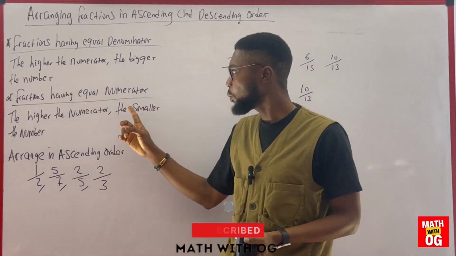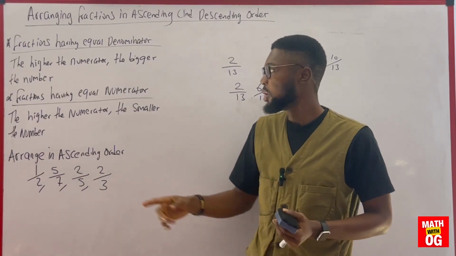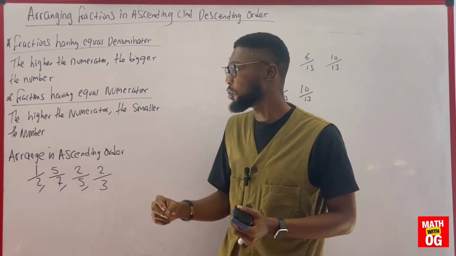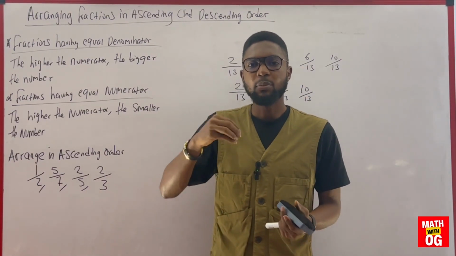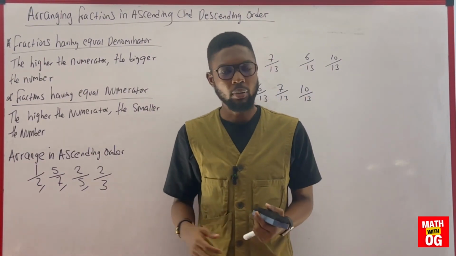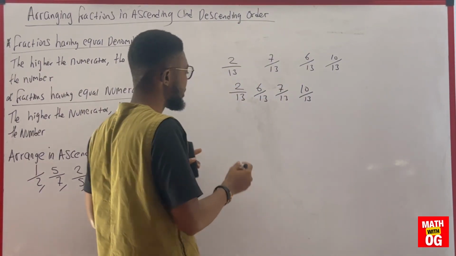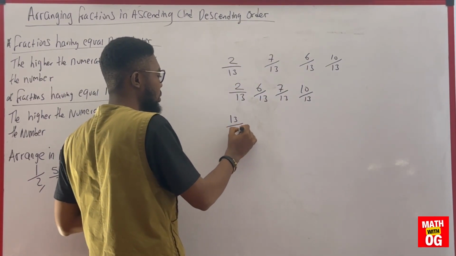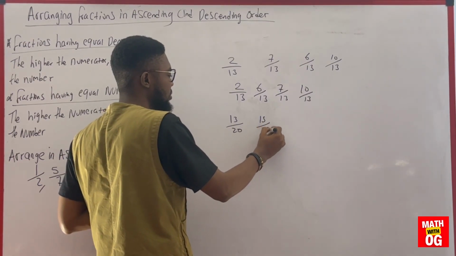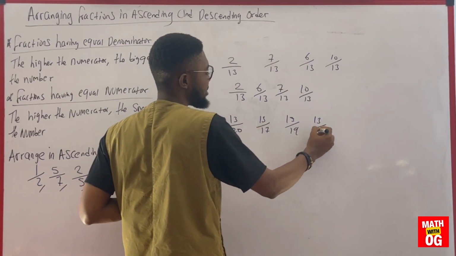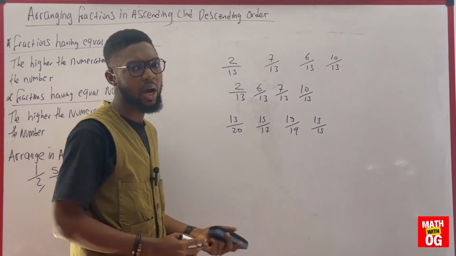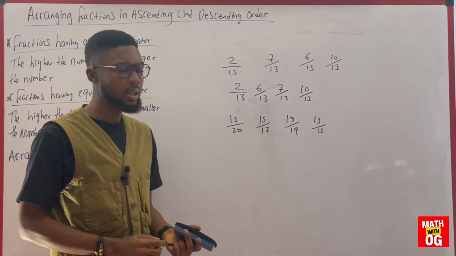Now, when you have equal numerator, the bigger the denominator, the smaller the number. Let's make use of the same numerator. You have 13 over 20, 13 over 17, 13 over 19, and 13 over, let's say, 15. You are asked to arrange in ascending order.